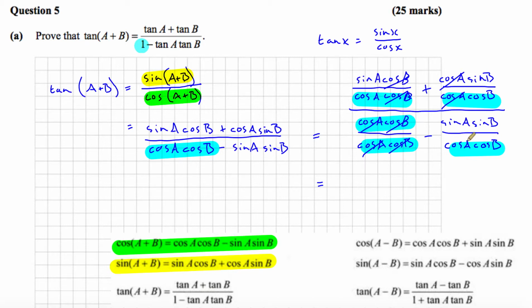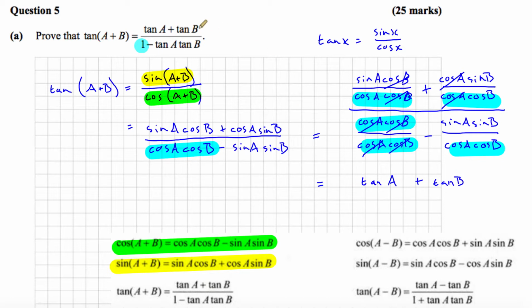Yes, this stays as it is, nothing cancels here. Okay, so what does that give me then? Well, up here on the top left I'm left with sine A over cos A. Now sine A over cos A is just tan A. That gives me tan A plus sine B over cos B, well that's just tan B.